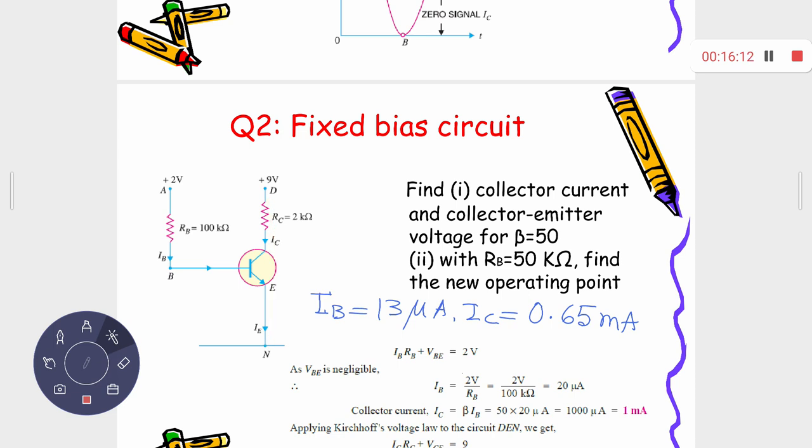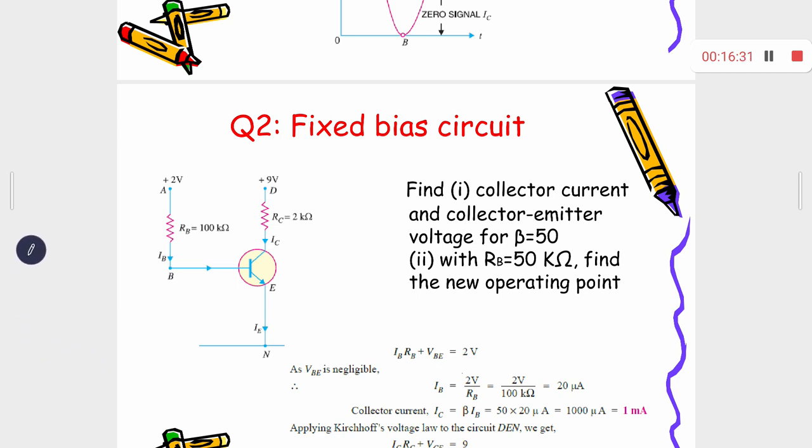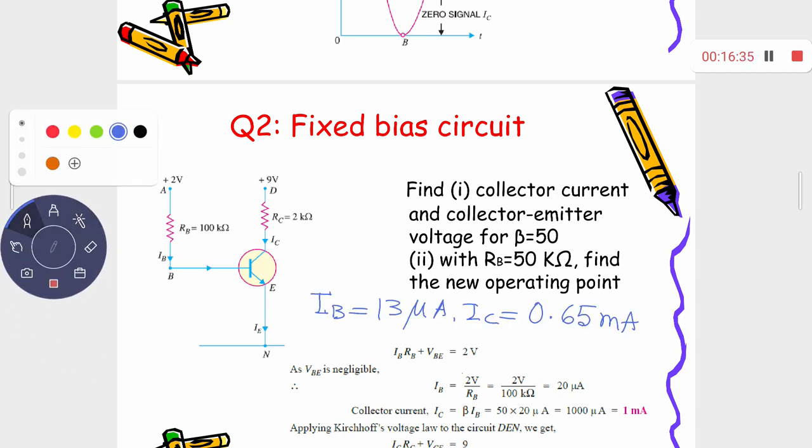Along this row, VCC is equal to ICRC plus VCE. VCC is given 9 volt. Then you have VCC is equal to ICRC plus VCE, right? Remember all this IC, VCE, all of them are quiescent. Collector current, quiescent current, right? So IC is equal to 0.65 milliampere. Then what is VCE, Q?